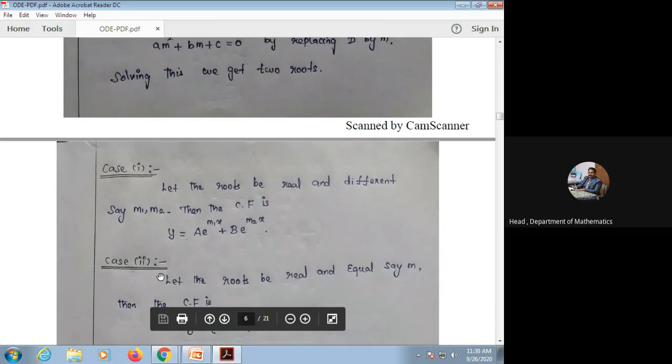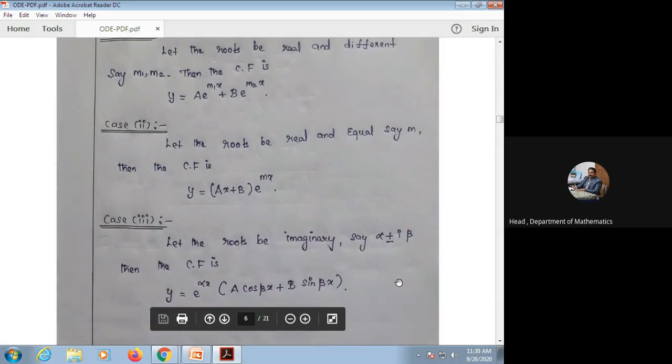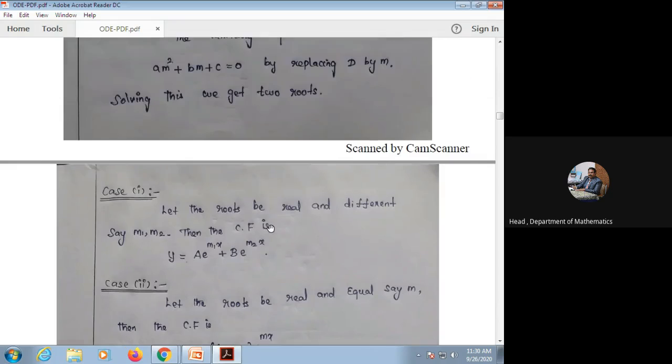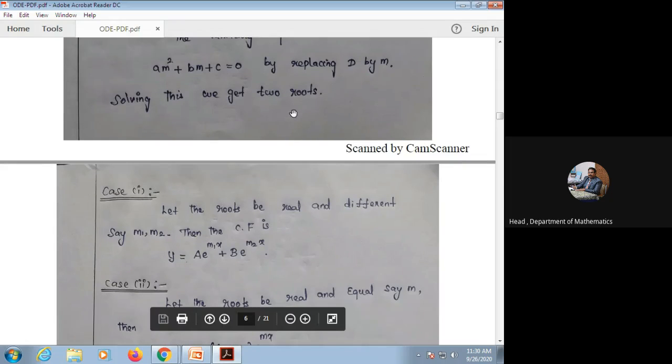And the second case, the roots are real and equal. Generally, we call m. Otherwise, the roots are imaginary, that is in the form of alpha plus or minus i beta. These are the three cases.